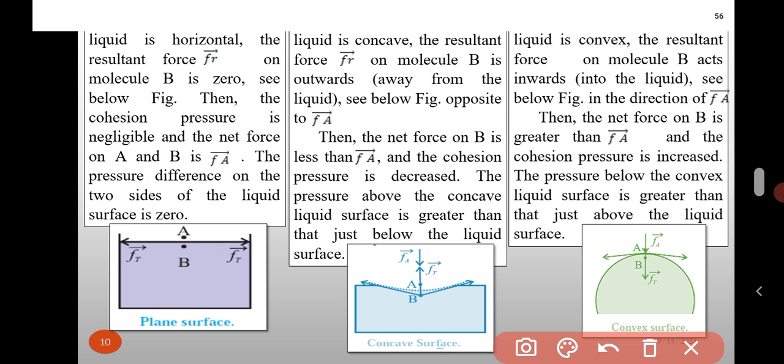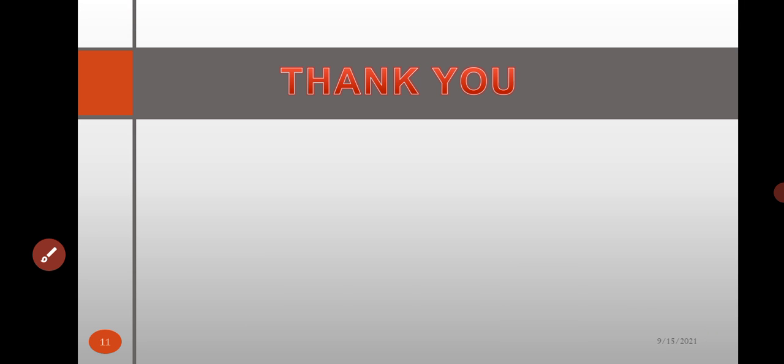Third, liquid is convex. The resultant force on a molecule B acts inwards into the liquid in the direction of Fa. Then the net force on B is greater than Fa and the cohesion pressure is increased. The pressure below the convex liquid surface is greater than just above the liquid surface.